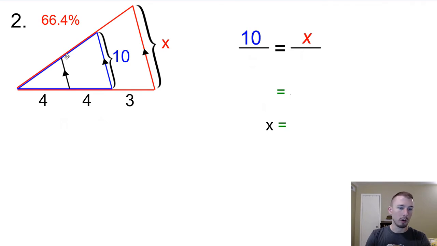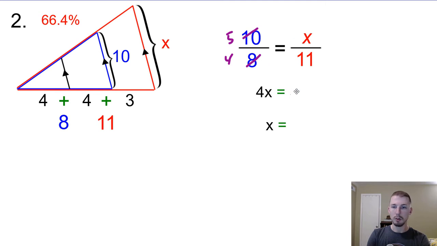So we have our middle blue triangle, which is 10, and the bottom length is going to be 4 plus 4, which is 8. So 10 goes to 8, just as the big side x goes to the big length here, which altogether is going to be 11. We add all those together. Alright, before I cross multiply, I can reduce. So this is going to be, what, 5 and 4. And then cross multiply, I get 4x is equal to 55. Divide by 4. Both sides, you're going to have to put in the calculator, but we're going to end up with 13.75. So 66.4% of my students missed that one.